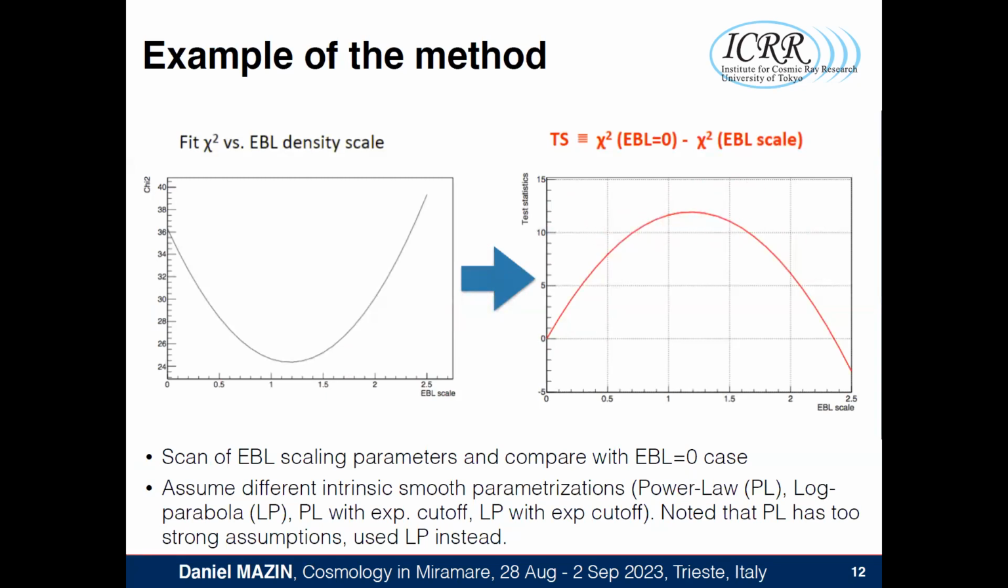So you compare a certain chi-square value at a given EBL scale with the hypothesis that there is no EBL at all. Then you get something, and in this current analysis, this test statistic value is more than 10. So first you measure the EBL indirectly with this method, and secondly, you can also show that there is EBL at all. So there is actually a measurement of the absorption of the gamma rays.